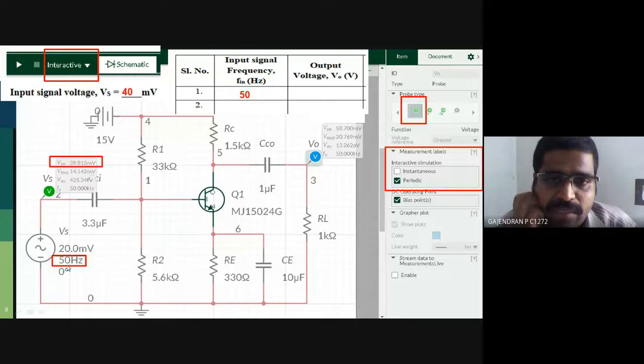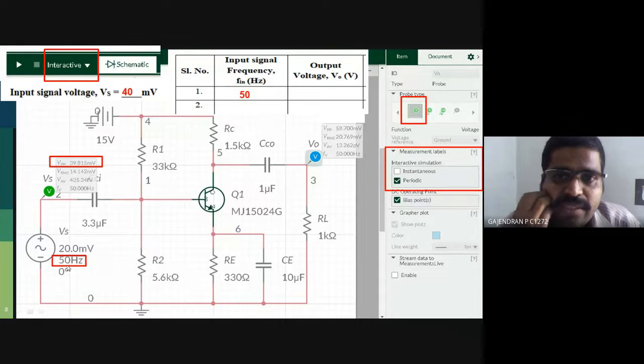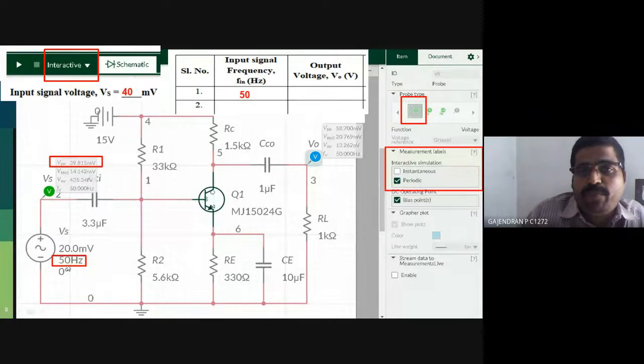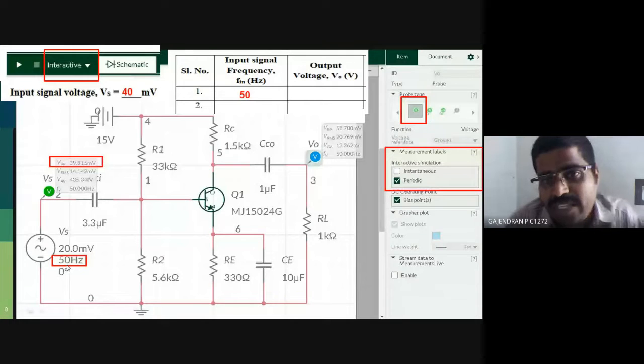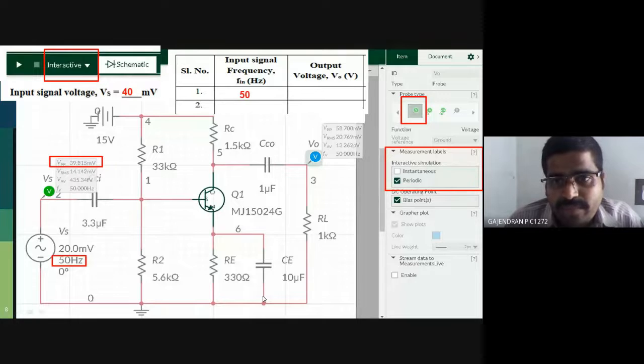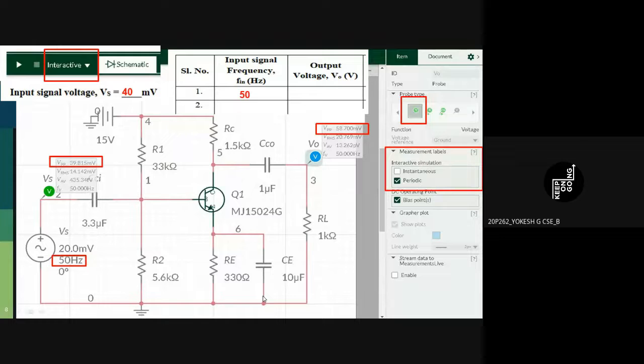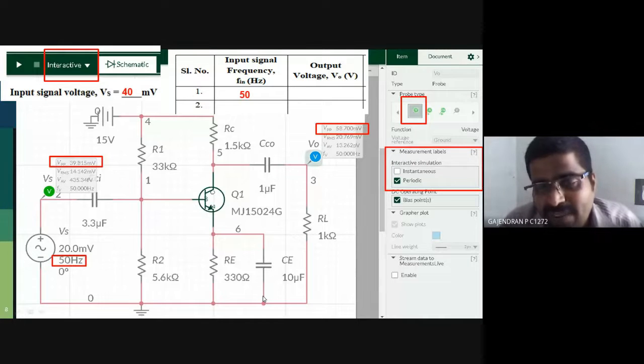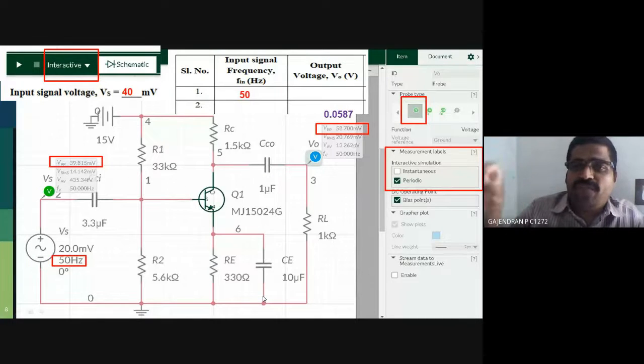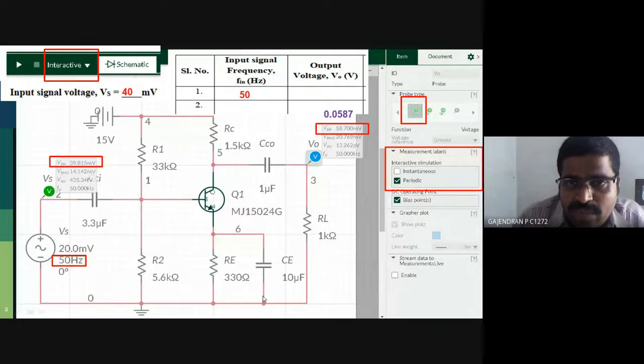Is it okay up to this? Can anyone tell me what is the output voltage in this reading? What is the output voltage you will write? 58.7 millivolt, nothing but 0.058 volt. Note down the reading here.